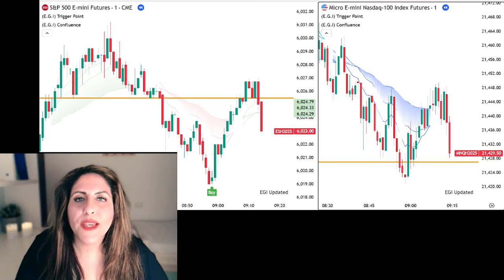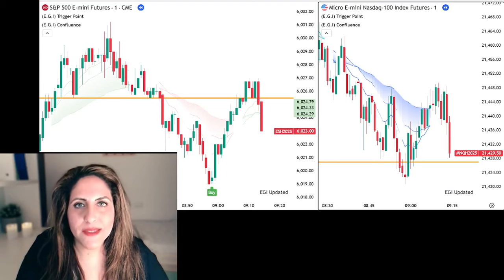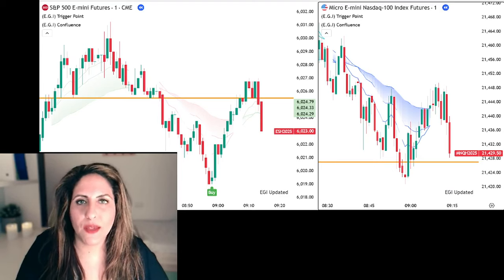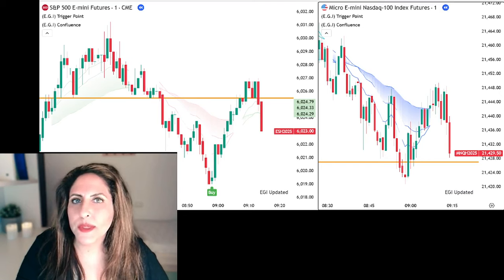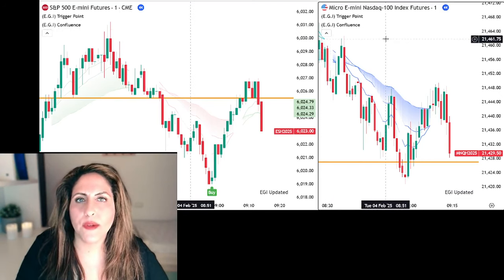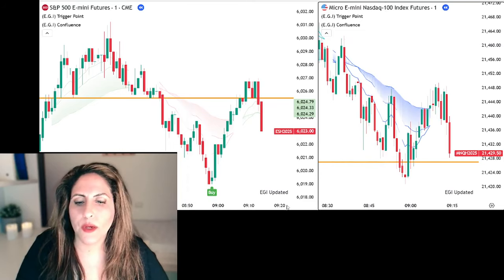Hello guys, today I want to go through several case studies we saw yesterday in the live trading room that I conducted on our Discord server. What you see here on the left side is ES, on the right side NQ, and the time zone is Eastern.